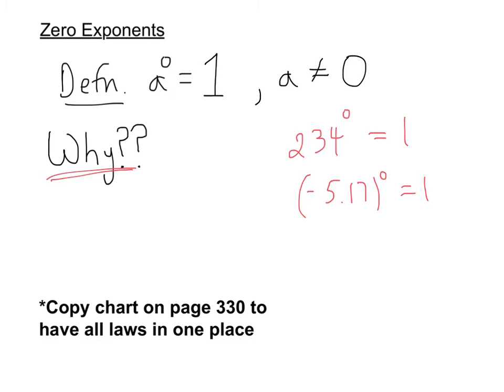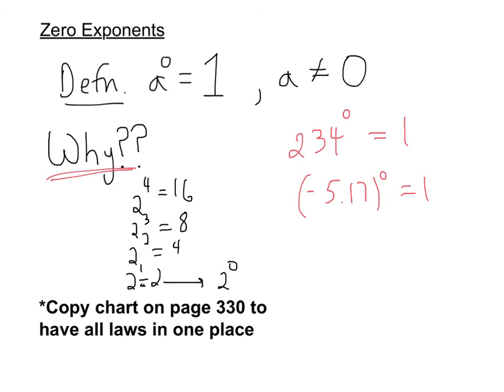And one simple example I can show is with powers of 2. So if we say 2 to the 4th, 2 to the 3rd, 2 to the 2nd, 2 to the 1st, and then 2 to the 0. Let's think about what those things equal. 2 to the 4th is 16. 2 to the 3rd is 8. 2 to the 2nd is 4. 2 to the 1st is 2.